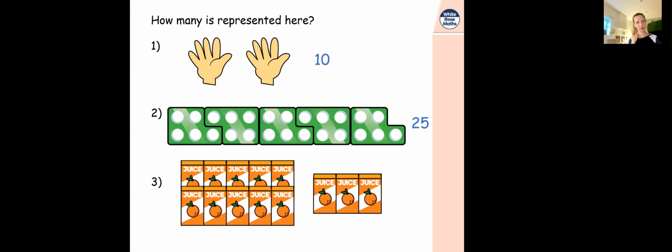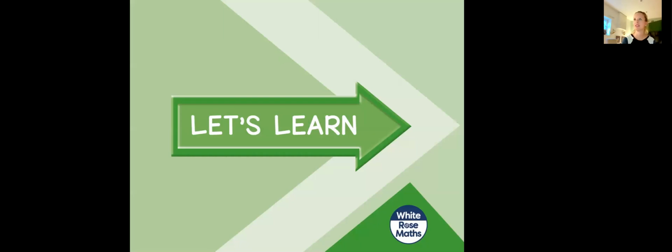And finally, we've got some cartons of orange juice at the bottom. What number is being represented by that picture? That first section, that's 10, that's representing 10. So we'll hold 10 in our heads, and then we can see that there are 3 more orange juices to the side. So 10 add 3 is, shout out the number. Well done. 13. Let's learn.